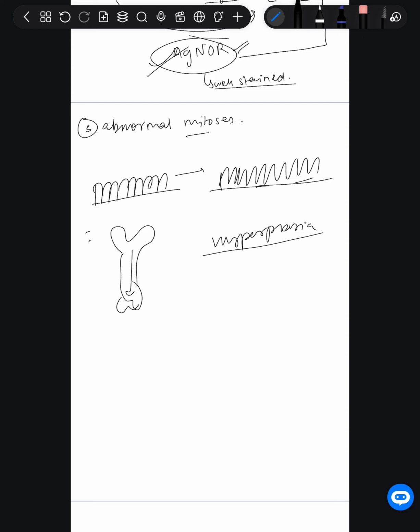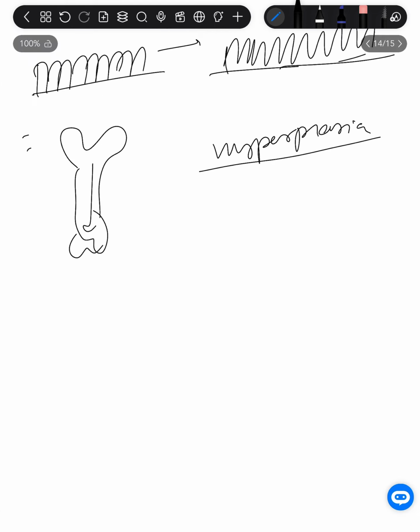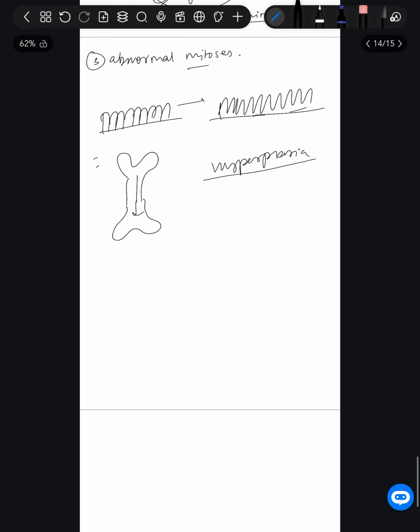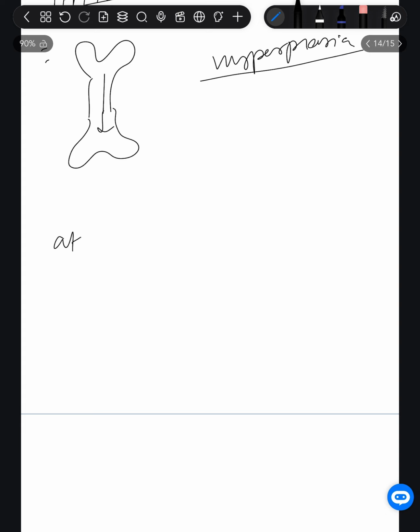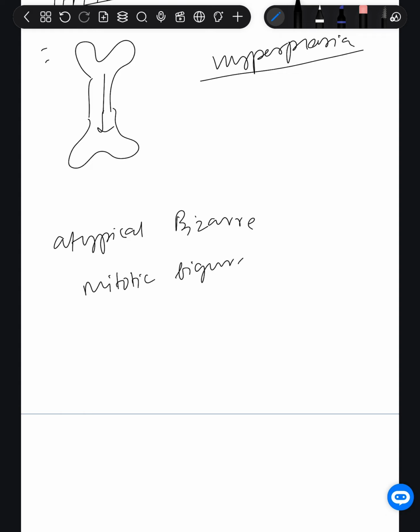This is the normal one, but in neoplasia, what happens? There is not only abnormal mitosis, there are atypical bizarre mitotic figures.